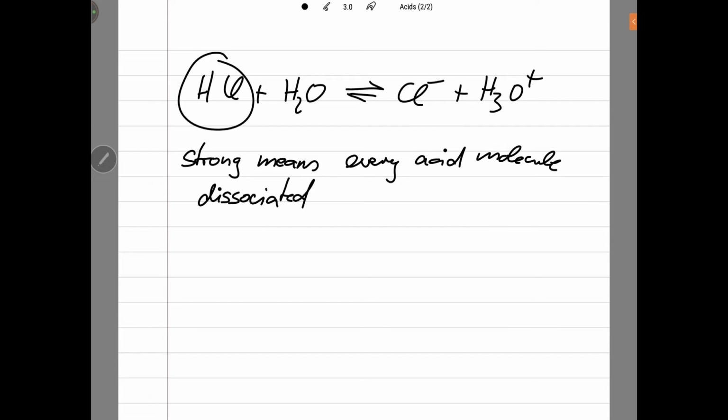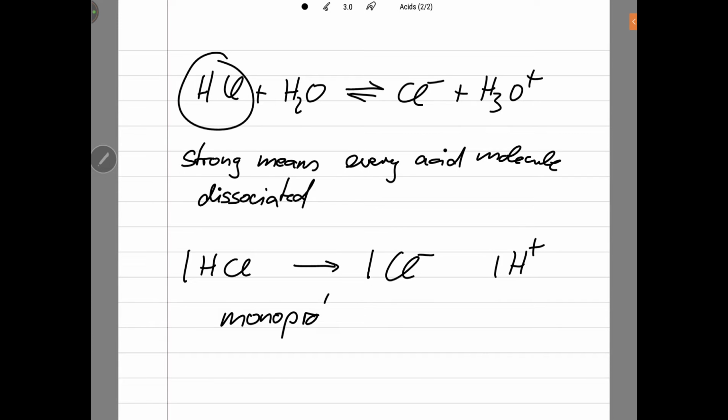And we also have the case with hydrochloric acid that one molecule HCl gives us one molecule Cl minus and one molecule protons. We call this a monoprotic acid. Why monoprotic? Just simply because it delivers one proton.